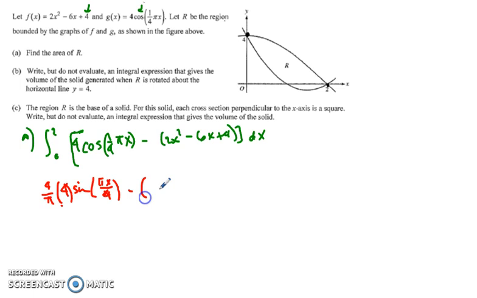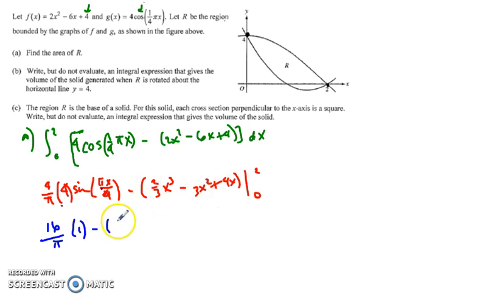And then I integrate, this next one's easier, it just goes to 2/3 x cubed minus 3x squared plus 4x. And this is all on the interval from 0 to 2. So let's go ahead and evaluate. I have 16 over pi, and then sine of 2 pi over 4, which is sine of pi over 2, which is 1, minus, and then plugging in 2 here, I get 2/3 times 8 minus 27 plus 8. Then if I plug in x equals 0, sine of 0 is 0, and all of these go to 0.